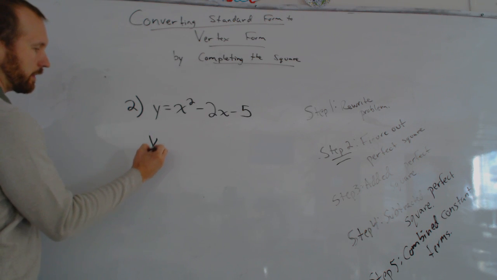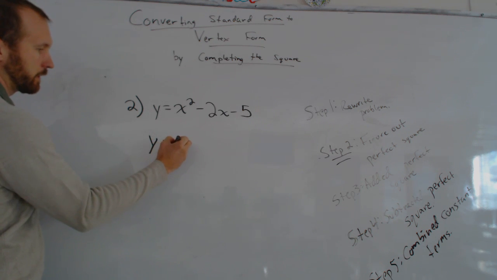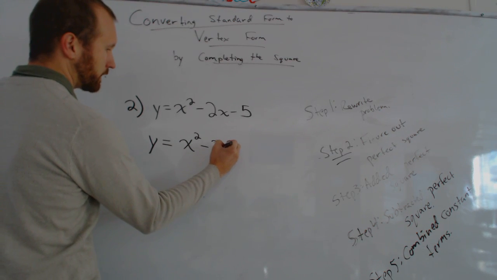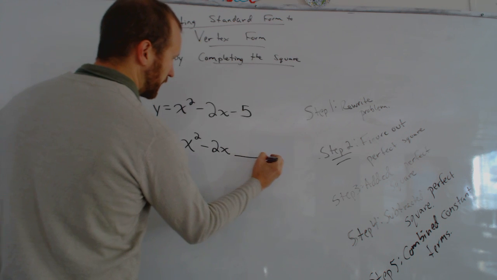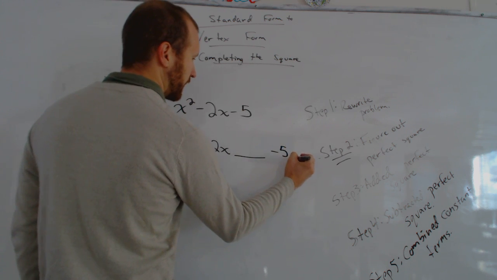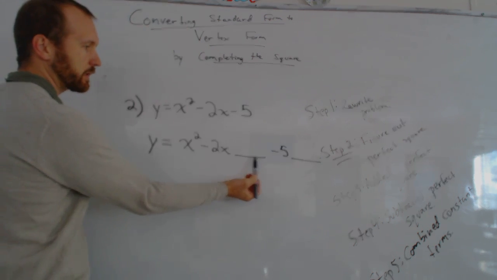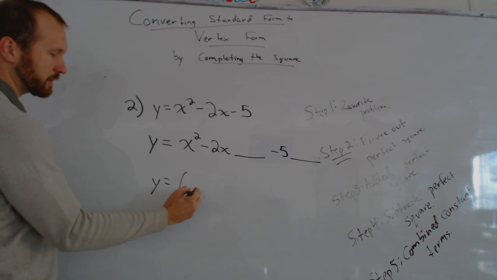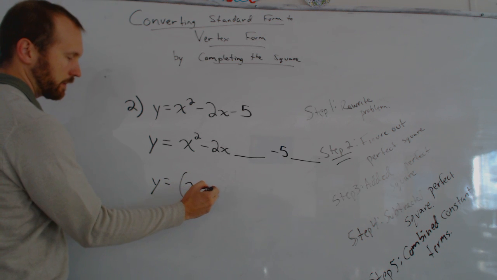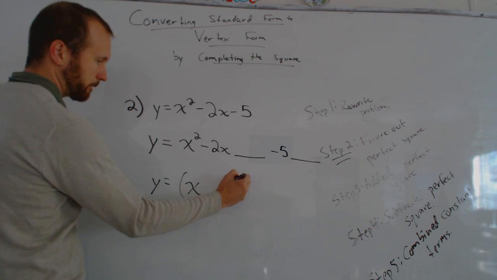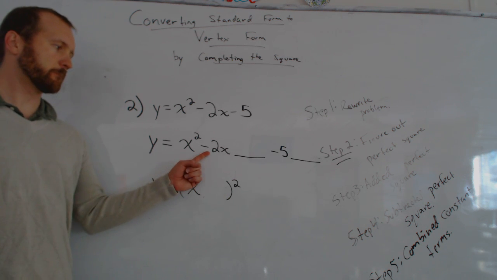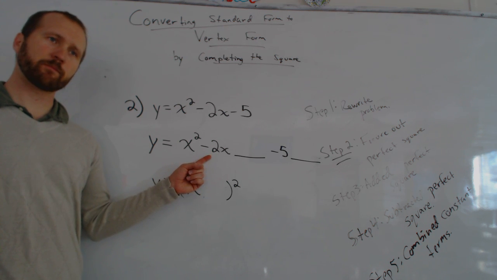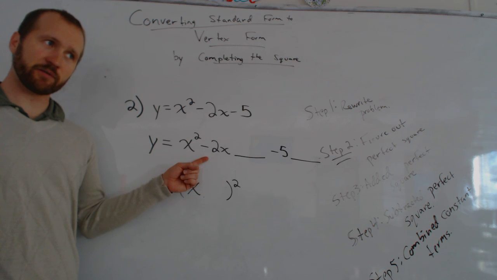So here's our standard form. We know that our vertex form needs a perfect square. So we're going to say blank minus 5 blank. And remember, these are going to be opposites. We can figure out what the perfect square is by doing what? Dividing the b by 2. Yeah, what is b here? -2. So what's half of -2?